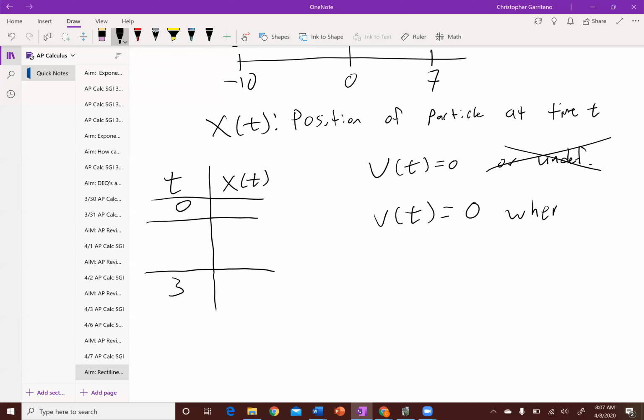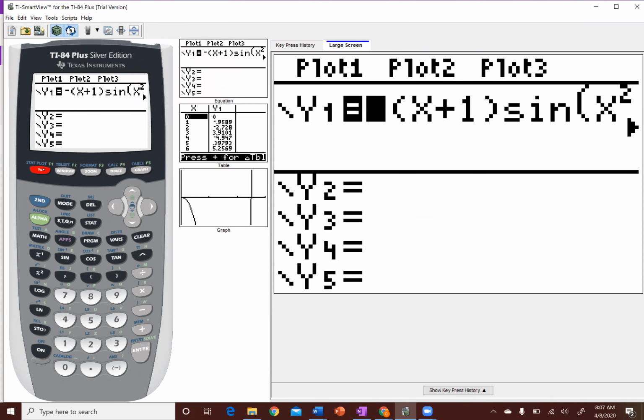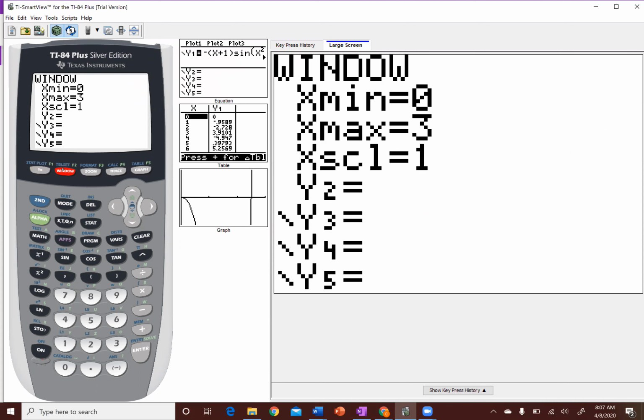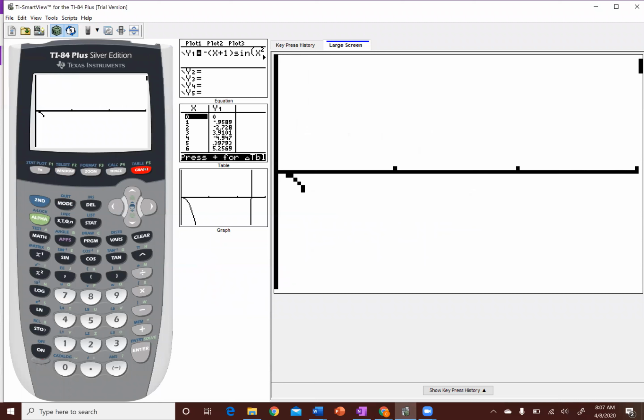So we can just say that v of t equals 0 when t equals, and I'm not going to do this by hand. I'm going to use my calculator. Okay, like I said, I typed it into y1. I went ahead and I adjusted the window. So I really only care for the x values between 0 and 3. And the y values, I only care when this function is equal to 0, right? This velocity function. So I set my y min to be negative 0.2. I set my y max to be positive 0.2, just because it'll focus more on what I care about. All right, once I've done that, let's look at the graph.